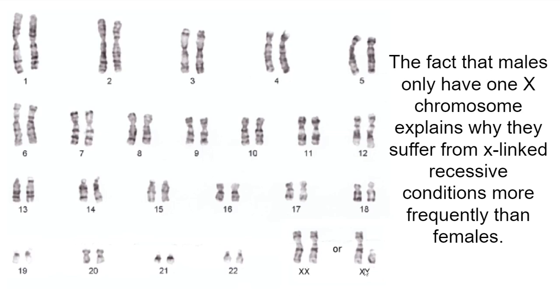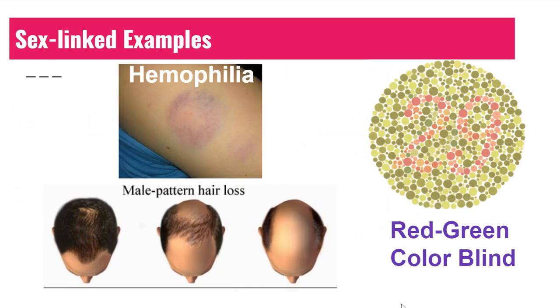But males, we notice, don't have that backup copy, which means if they inherit a diseased copy from mom, and it has to come from mom because that's where they get that X chromosome, they didn't get a backup copy. So this helps us to explain why certain conditions are more common in males than females.